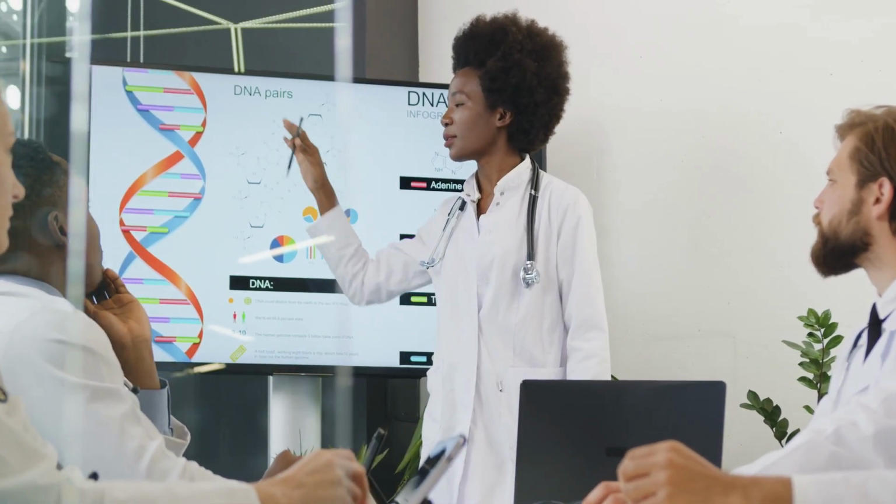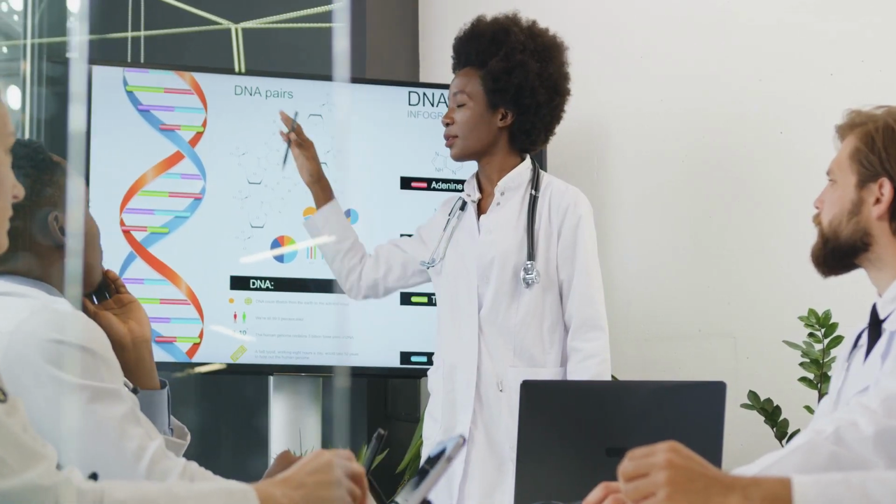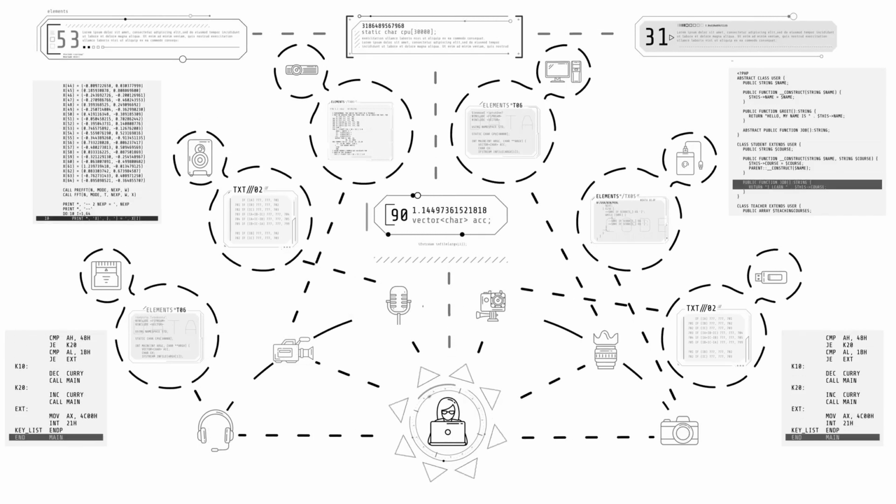GWAS tells us which genes are linked to a disease. PheWAS asks, what diseases are linked to this gene? Together they create a 360-degree view of the genetic architecture of complex diseases.